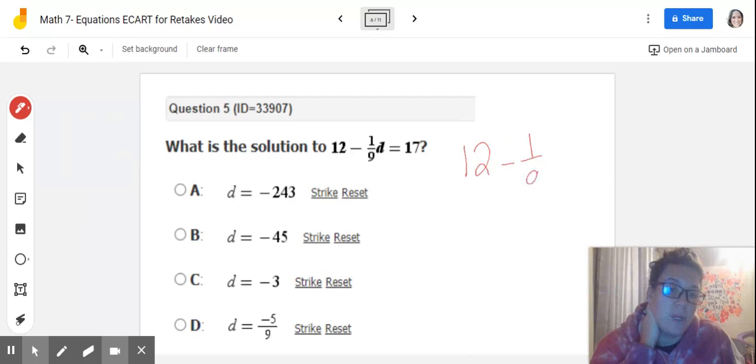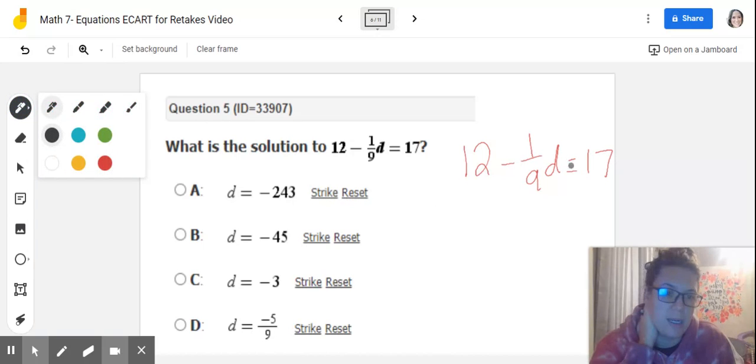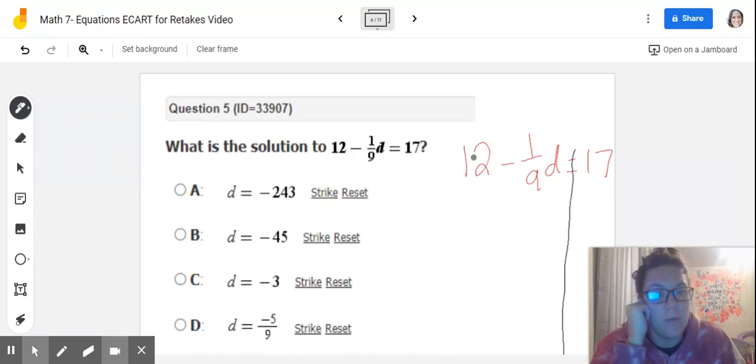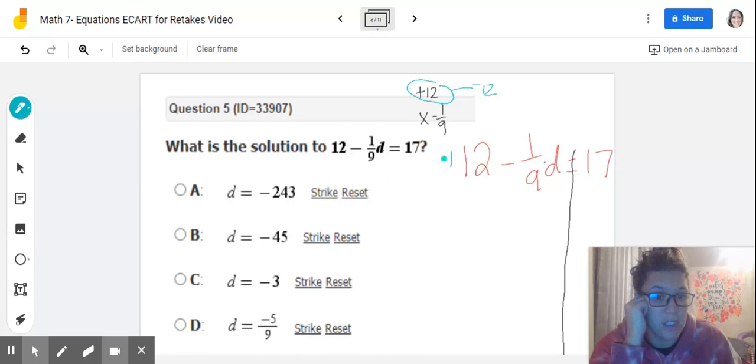All right, 12 minus 1/9 times D equals 17. Step 1, draw a line down the middle. And now I'm going to look at this 12 because this is being added to this negative 1/9 times D. So those of you that understood the order of operations, I would multiply by negative 1/9 first, and then I would add 12 second. So if I'm going to undo and reverse, I'm going to get rid of this plus 12 by subtracting 12 first. Why is this a plus 12? Because there's nothing in front of it. So I already know that that's a positive 12.